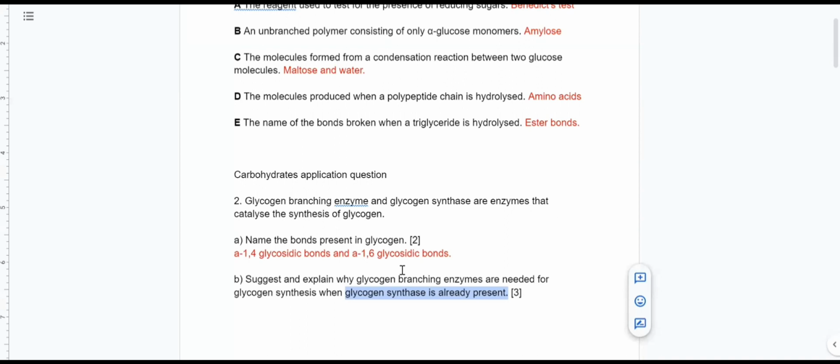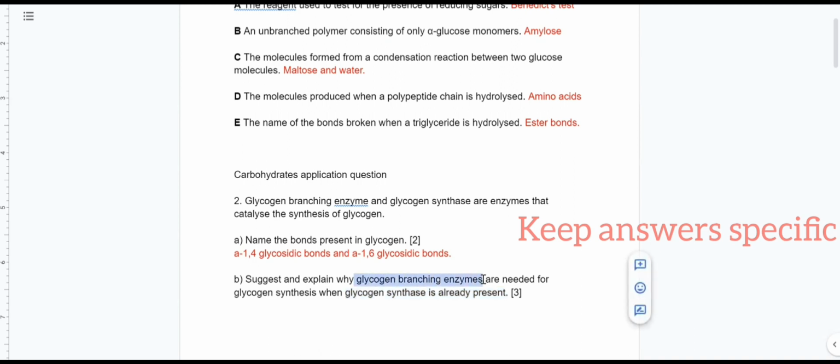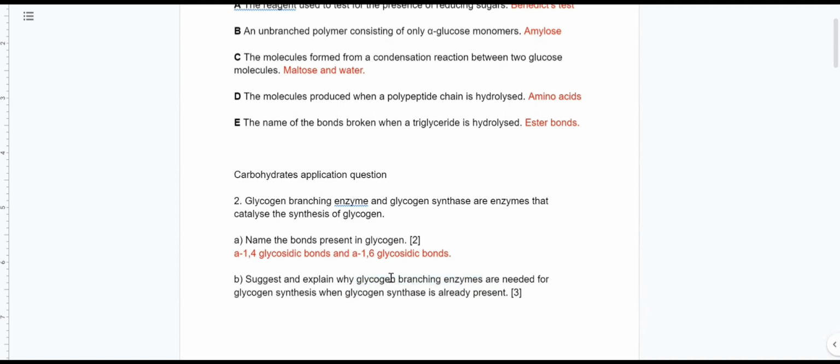So therefore, it is important that your explanation is specific to how glycogen branching enzymes operate. So the clue is actually in the name of the enzyme itself, glycogen branching enzyme. And branching suggests that the enzyme specifically catalyzes the formation of alpha 1,6 glycosidic bonds because these bonds are what forms the branch points in glycogen. So it's very likely that what is happening here is that glycogen synthase is not able to catalyze the synthesis of these alpha 1,6 glycosidic bonds, leaving glycogen branching enzymes to do the job instead.